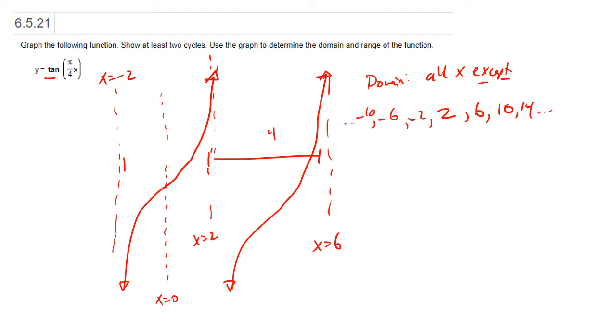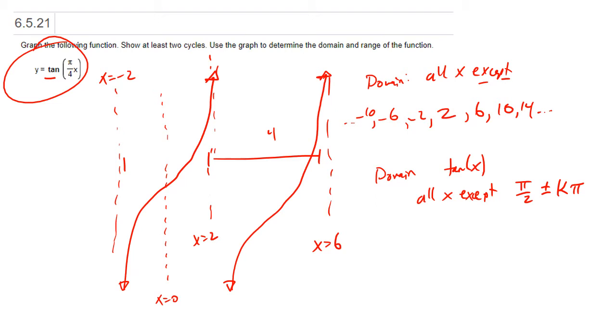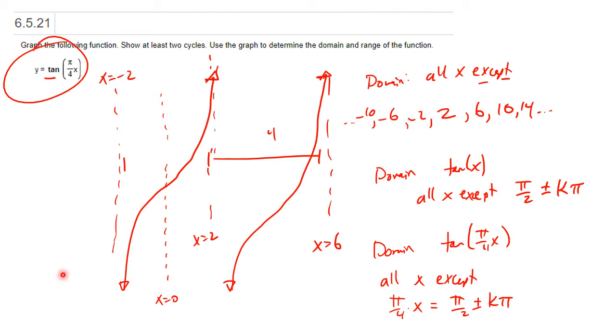Okay. We could also do this algebraically. The domain of our normal tan function is all x except pi over 2 plus or minus a multiple of pi. Now our function isn't just tangent of x, which means the domain of this would be all x except where pi over 4 times x is equal to pi over 2 plus or minus a multiple of pi. Specifically, the thing I'm taking a tangent of can't be one of these values. That's what we're saying here. The thing you take tangent of cannot be pi over 2 plus or minus a multiple of pi.